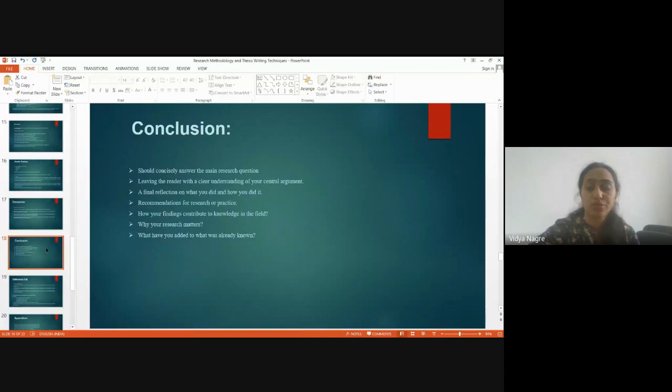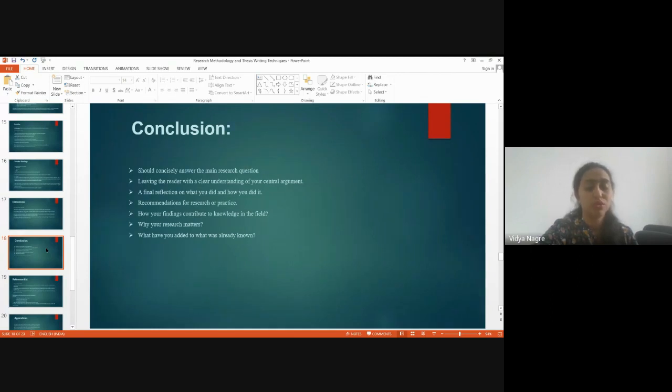Then here is the conclusion of your study after the discussion. So what are your major conclusions? What have you concluded? What are the final conclusions of your interpretations? You have to compile all those here in this section. So this section should concisely answer the main research question. So have you met the objectives of your research? Is your hypothesis proved to be true or false? All these things you have to mention here in the section of conclusion, leaving the reader with a clear understanding of your central argument. It is a final reflection on what you did and how you did.